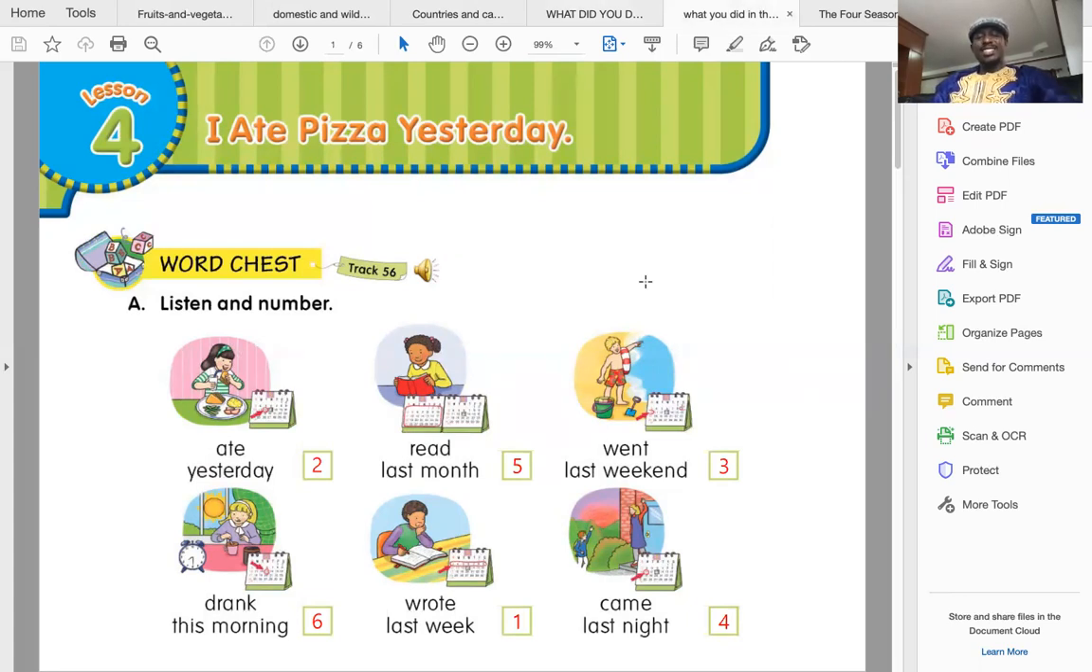As well as drink this morning. You don't say I drink water this morning. No, I drank water this morning. Okay. You don't say I come back home last night. No, I came back home last night.